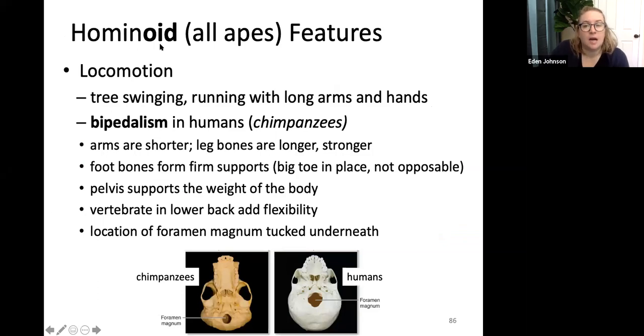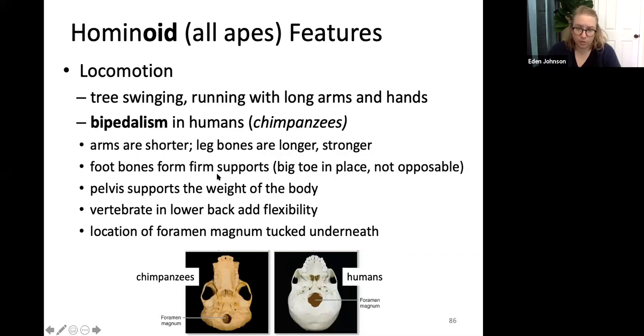All right, so all apes, their features, especially with locomotion, they are tree swinging, they run with their long arms and hands. Some of them have bipedalism, especially humans, but also some chimpanzees. So chimpanzees can go back and forth from running with their long arms and hands to bipedalism. Their arms are shorter and their leg bones are longer and stronger because of this running on the ground, or because of this bipedalism.